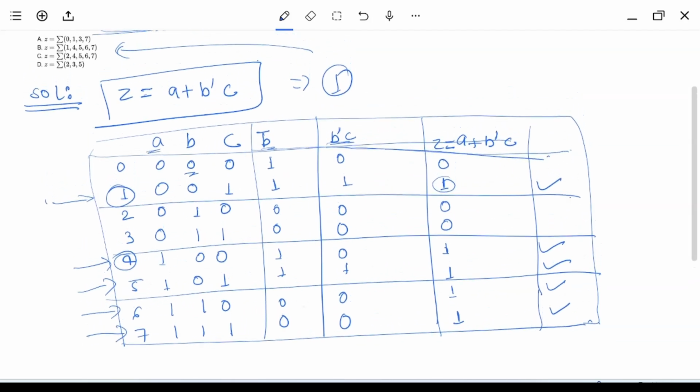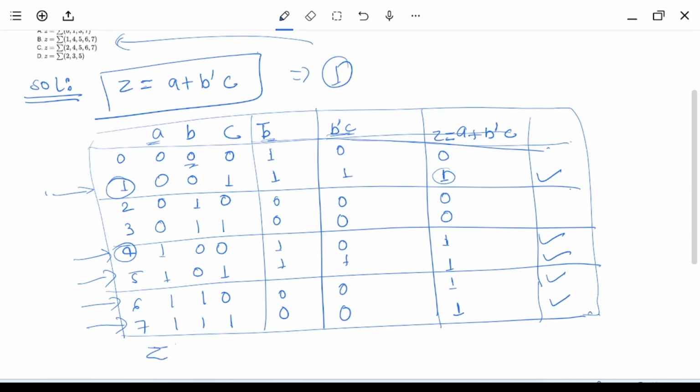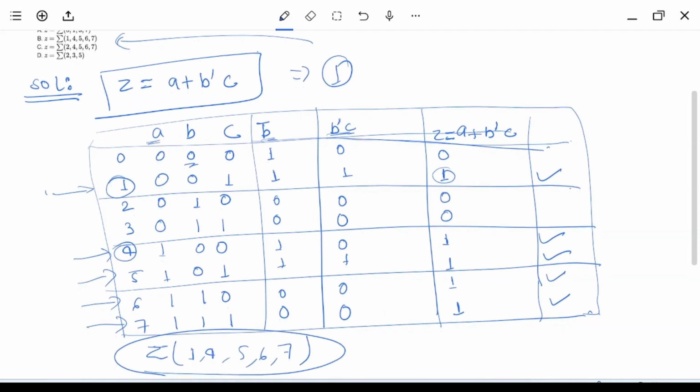So our answer will be sigma(1, 4, 5, 6, 7). This is our answer, which matches option B.